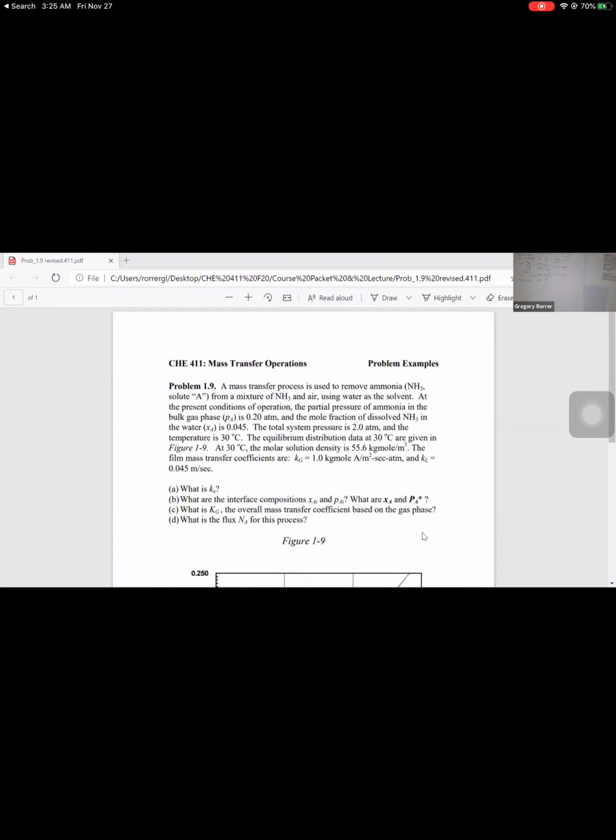First off, let's just get PA star and XA star because they're the easiest to do. So let's go to the figure here. And I'm just going to use a little ruler to make a dotted line to extend that all the way across and all the way down.